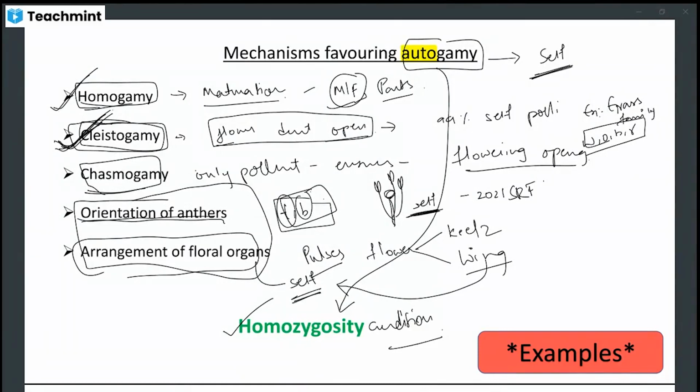I'll also repeat the doubts that were asked earlier. Sir, some references say geitonogamy is under cross pollination. Yes, in terms of physical mechanism, they classify it under cross pollination, but genetically it is self pollination. And rice comes under cleistogamous or chasmogamous? Rice comes under both cleistogamous as well as chasmogamous. But if options were provided as both cleistogamous and chasmogamous, you need to pick cleistogamous. Predominantly it is cleistogamous. These were the two doubts.